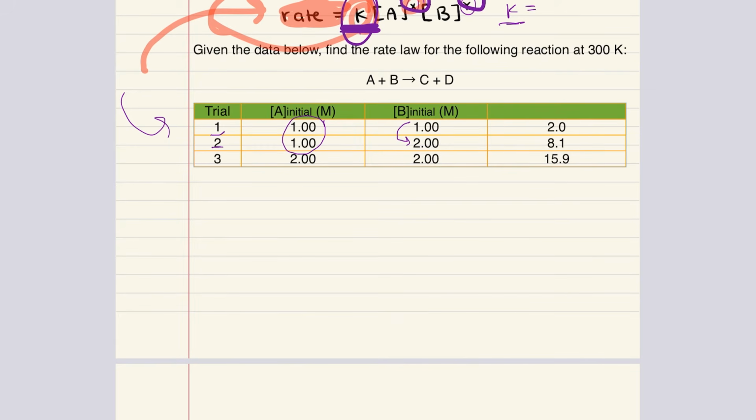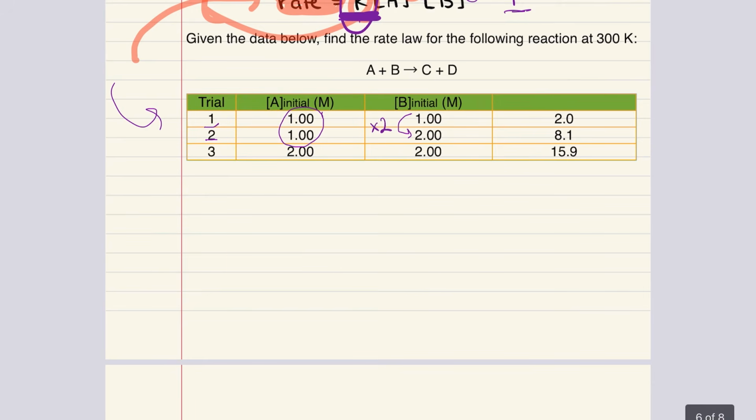And that's exactly what we were saying earlier. We're going to identify a pair of experiments where the concentration of one reactant changes while the concentration of the other reactant remains constant so that we can figure out the order with respect to one of the reactants. And we're going to actually do it for both reactants, but we're just starting with determining the order with respect to B. And so trials 1 and 2 are perfect because the concentration of A remains constant at 1 molar, while the concentration of B is doubled.